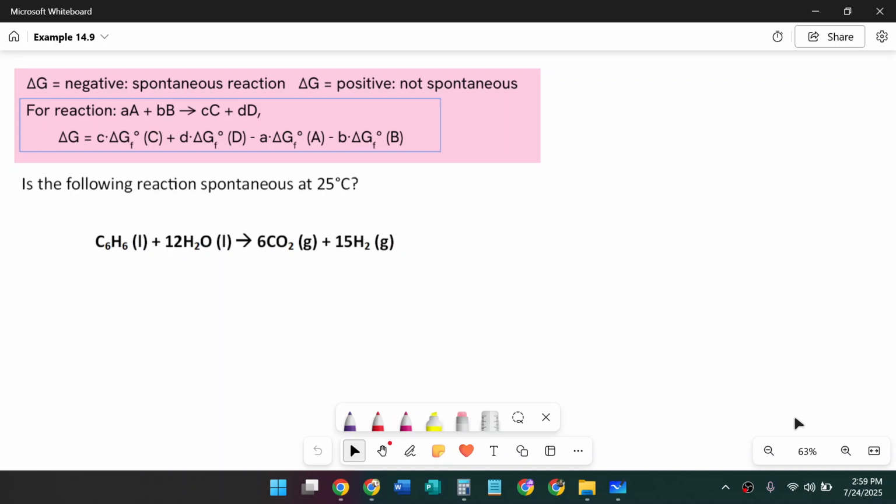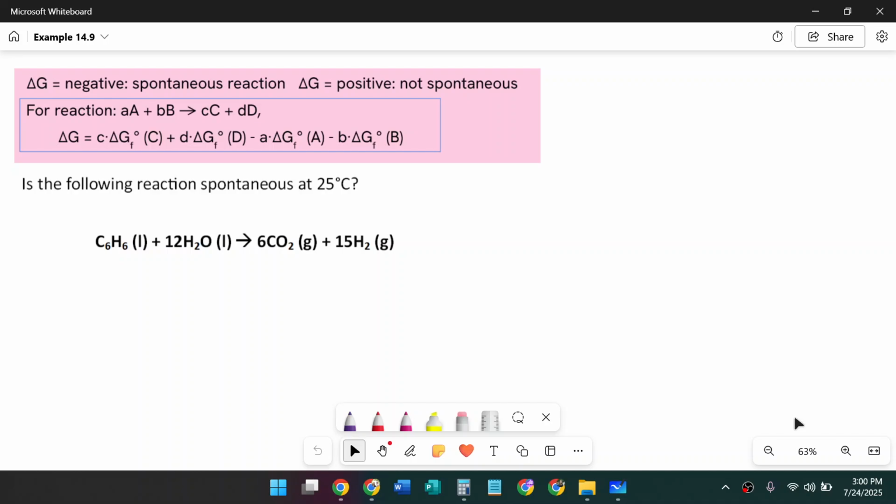This is example 14.9 from Discovering Design with Chemistry. Is the following reaction spontaneous at 25 degrees Celsius? And so we are able to use our new chart that we have, our standard Gibbs free energies of formation, so that we don't have to find the change in H and the change in S and work through multiple equations like we did in the last example. We can just jump straight to this.